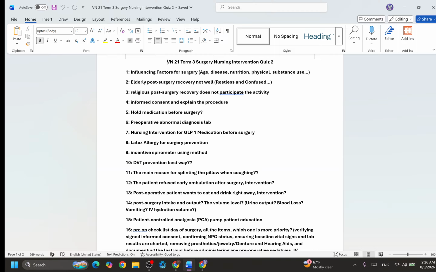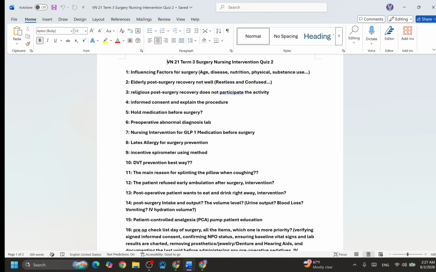Number 10, DVT prevention, the best way. What is the best way to prevent DVT? Remember we have number 1, 2, 3, right? Number 1 is early ambulation, number 2 is an SCD machine, and number 3, if unfortunately the first two are not available, we have to use a medication like an anticoagulant. But this question does not have these 3 answers. If the patient is still lying in the bed and cannot get up, maybe because they are too weak or have a lot of pain, what would you do to prevent their DVT? Can you do something for them to prevent their DVT? Yes or no?